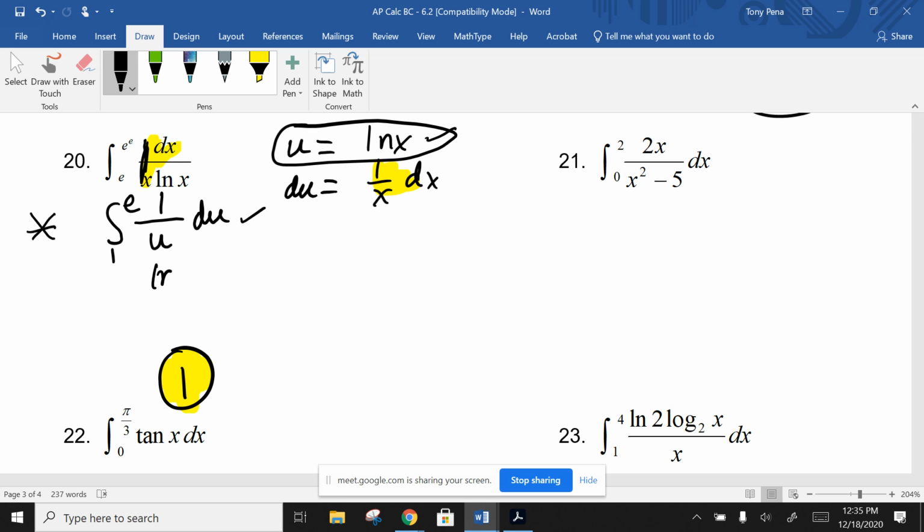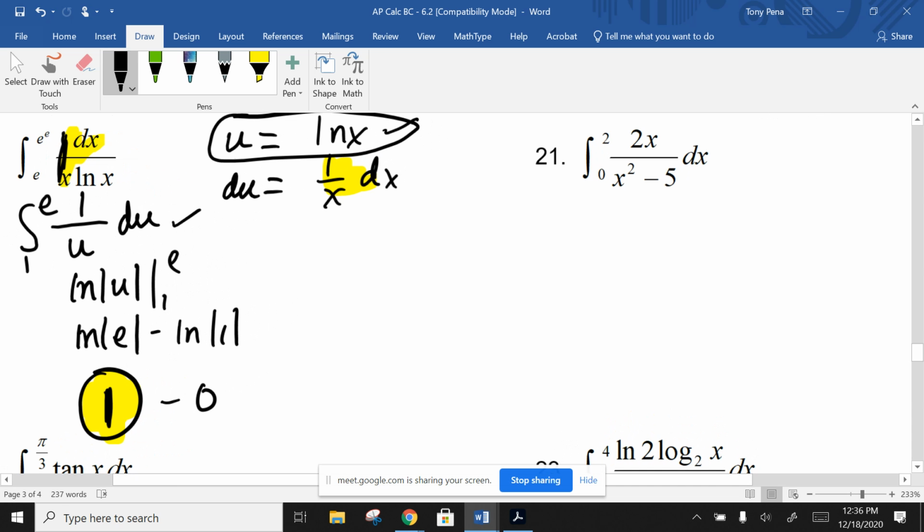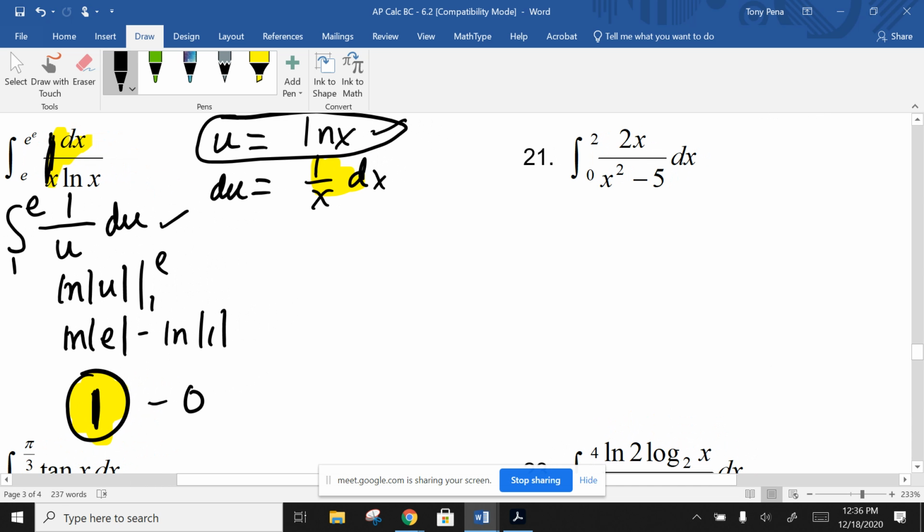Here, we're going to finish it. We're going to do our absolute value of u, natural log. We're going to evaluate it from 1 to e, and then some more values that we should hopefully remember. The natural log of e gives us this 1, and the natural log of 1 gives us a 0, and then that's why we get our 1. Okay? Okay, 2.